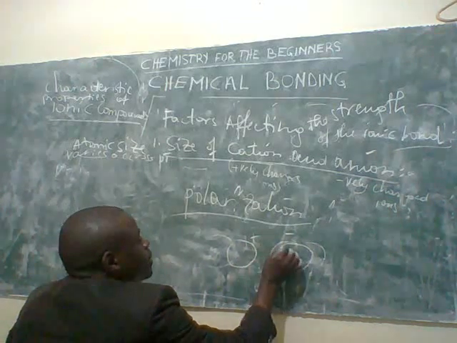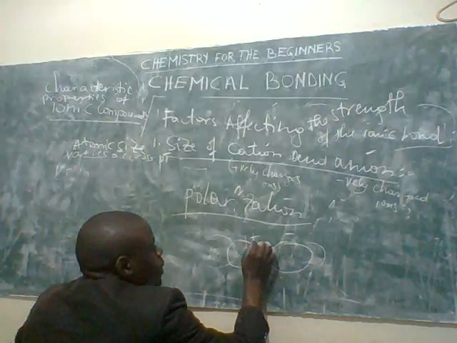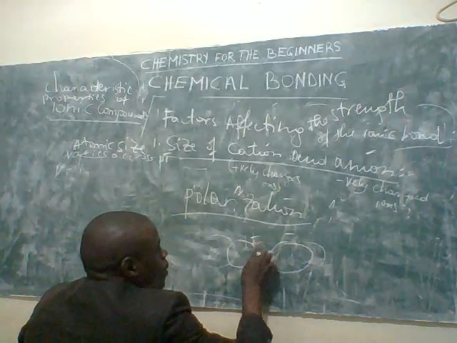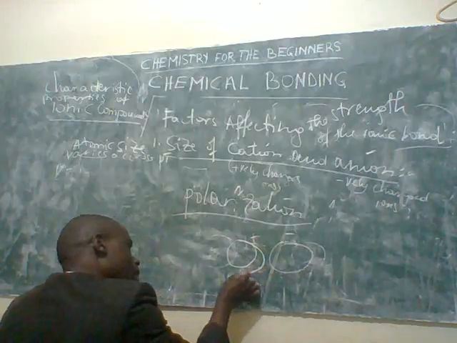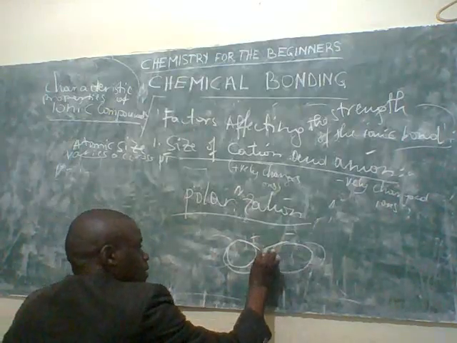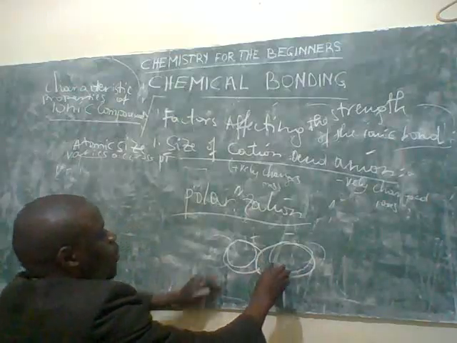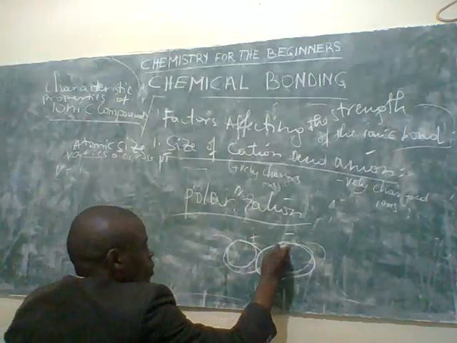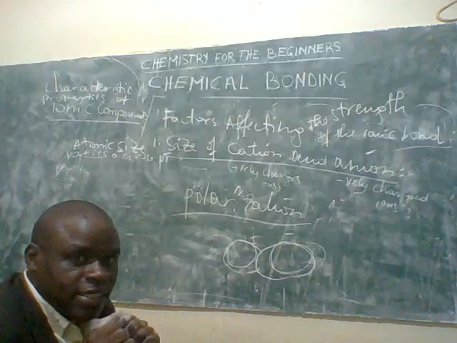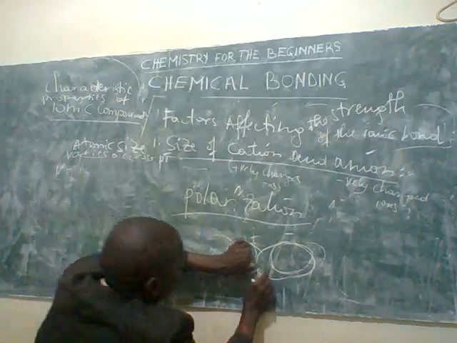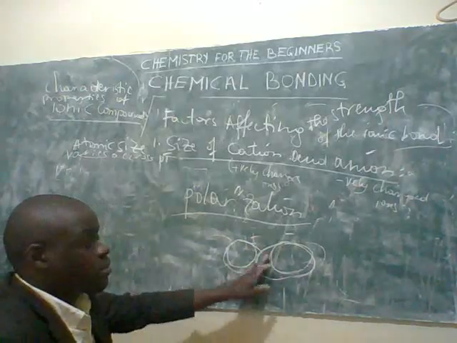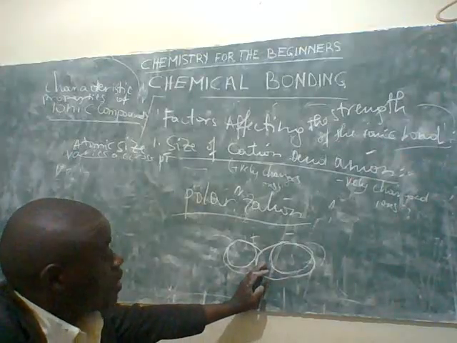combine together. And there is a way this one will come, it may come like this, and it will become like this. Let us see that one has entered into another. It was here, and it has strengthened to enter into this. This is what we call the polarization.